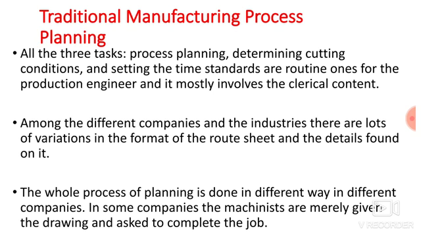Now we will discuss traditional manufacturing process planning. Up to this point, we have discussed the planning activity. Now we will discuss the traditional manufacturing process planning, because we can classify process planning into two types. The first one is manual process planning and the second one is computer aided process planning. So before starting computer aided process planning, first we will discuss how process planning is done manually.